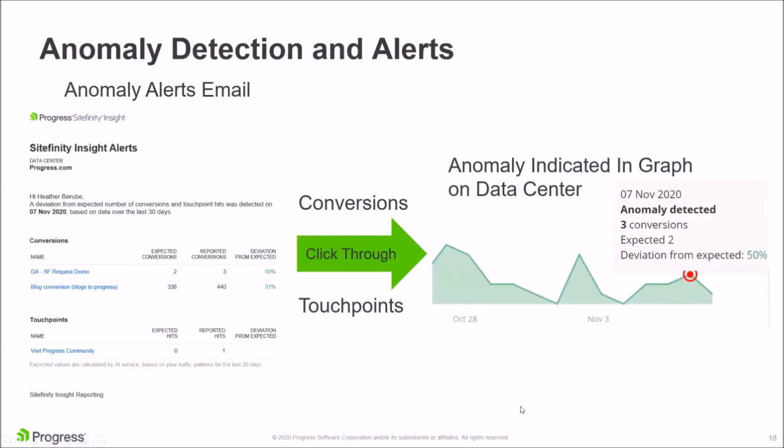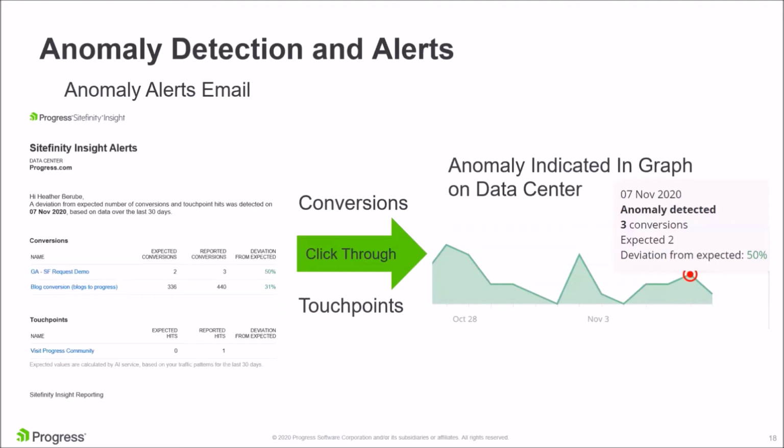Anomaly detection. Between conversions and touch points, we realize that these are the most important components within your website. They're actually, for the most part, configured by you. Of course, the system is going to try to find them on its own, and you can opt into whether you want to track these components or conversions. Once you do so, the Sitefinity Insight platform will alert you of anomalies. You receive the alerts when a statistically significant deviation for conversions and touch points happens. This could be a positive or potentially a negative impact.